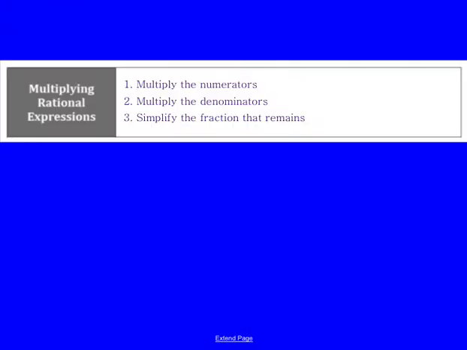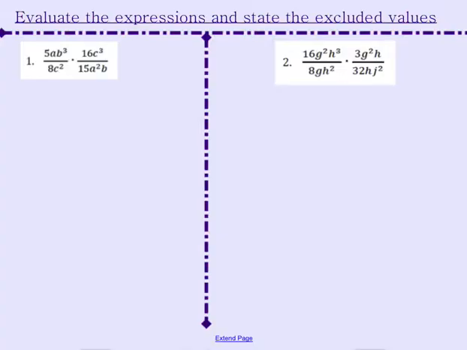So the first thing you're going to do is multiply the numerators. Remember, when you multiply fractions, you multiply the top and the bottom. So step 2 then is to multiply the denominators, and then you're going to simplify whatever fraction you're remaining with. And that's kind of what we did yesterday. So let's take a look at number 1.